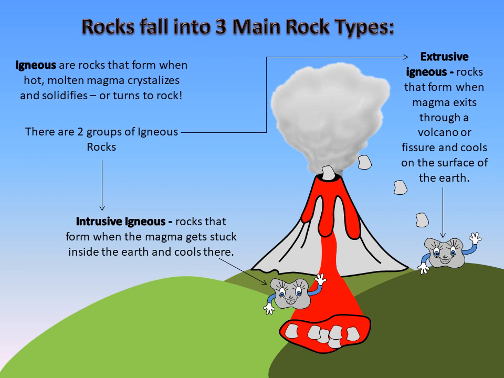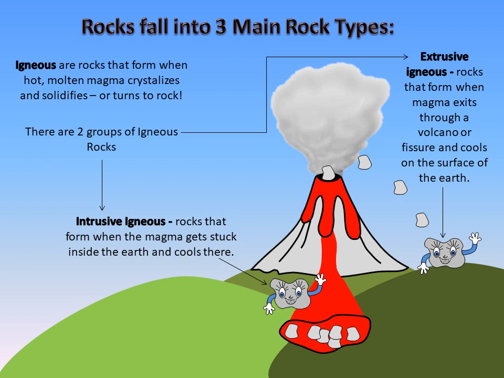First, let's talk about rock types. There are three main rock types in this world: igneous, sedimentary, and metamorphic. Let's start with igneous. Igneous rocks are rocks that form when hot molten magma crystallizes and solidifies or turns to rock. The magma forms deep within the earth and rises to the surface.